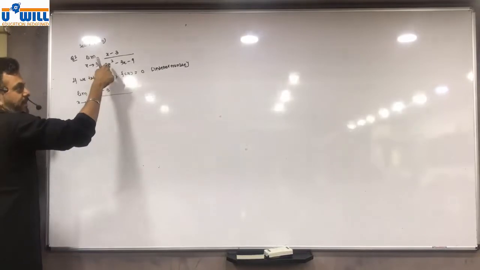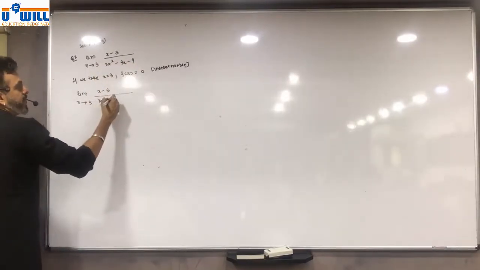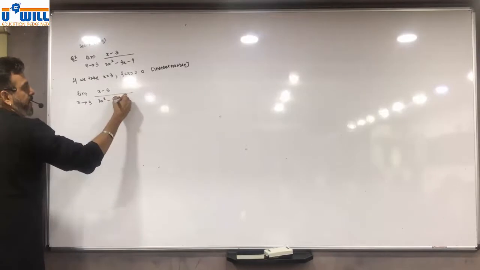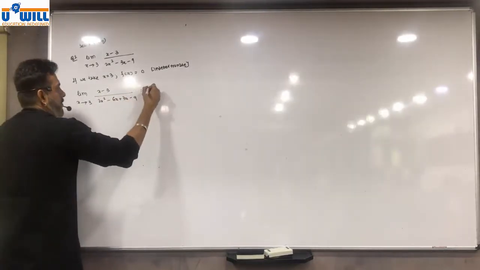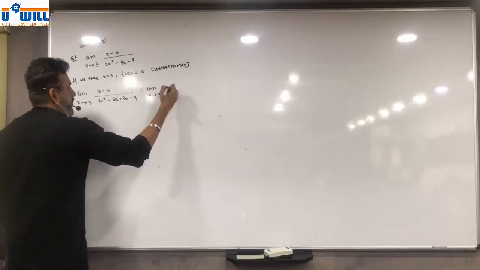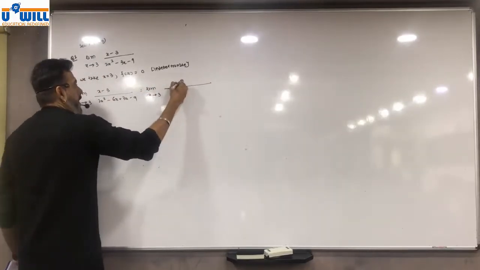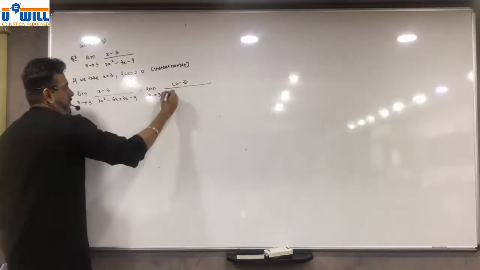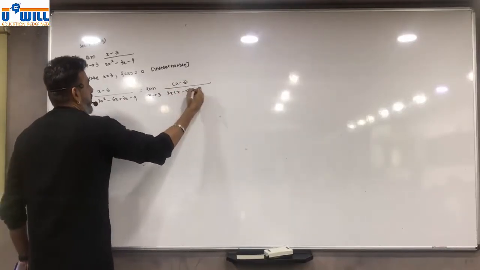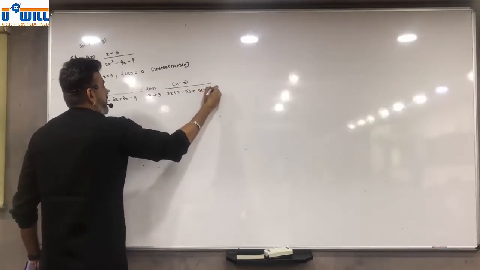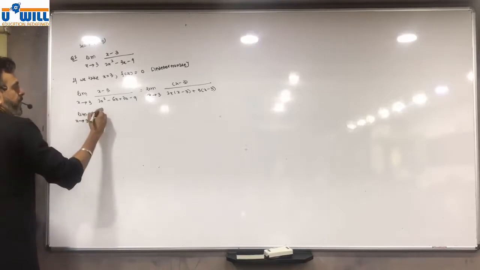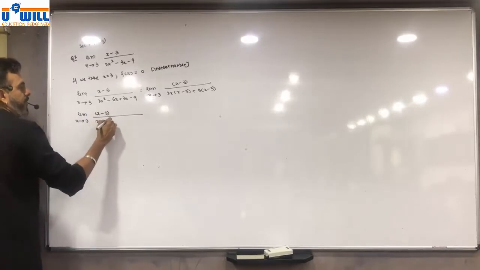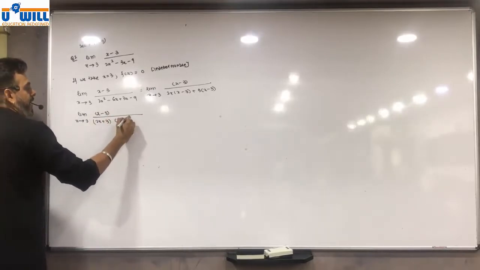9 2s are 18, 6 3s are. So 2x square minus 6x plus 3x minus 9, which is equal to limit x approaches 3, x minus 3. 2x is common. 2x x minus 3 plus 3x minus 3. So limit x approaches 3, x minus 3 upon 2x plus 3, x minus 3.